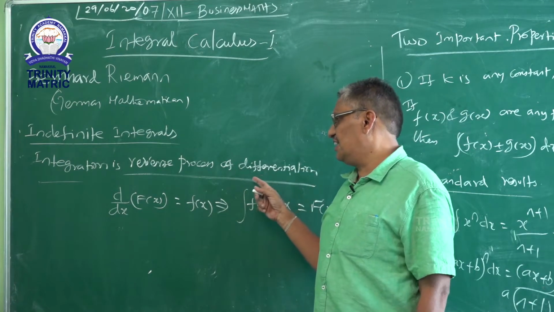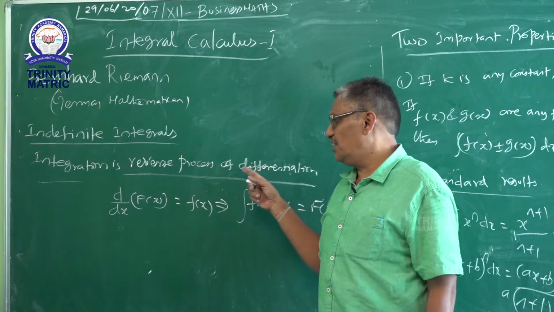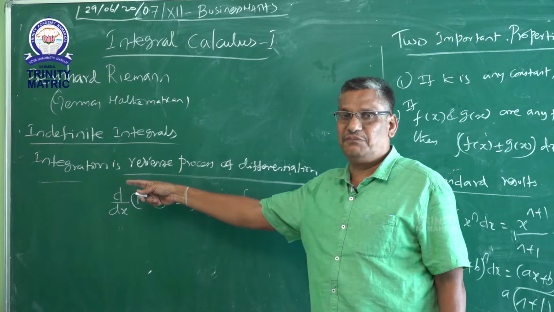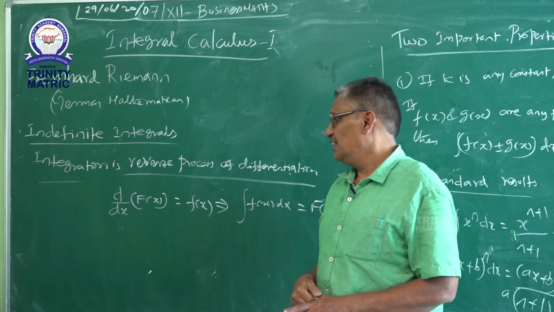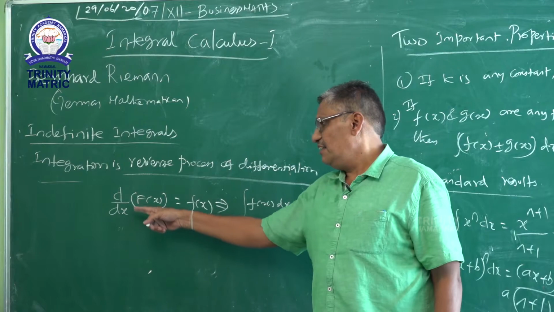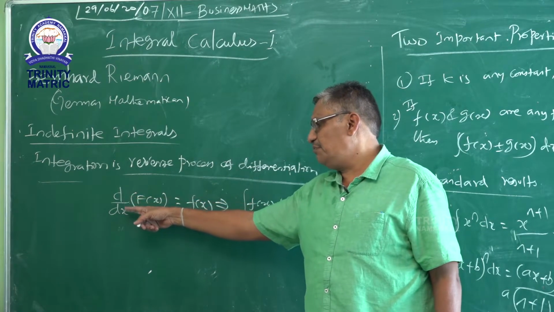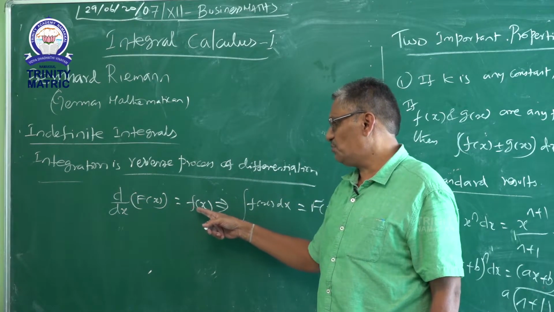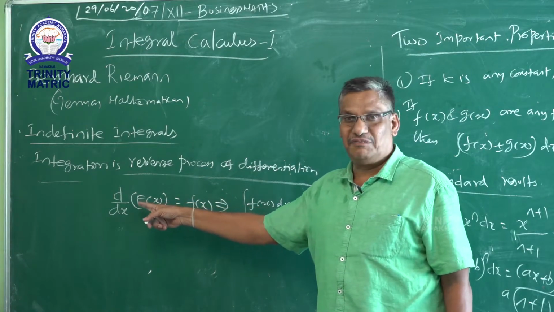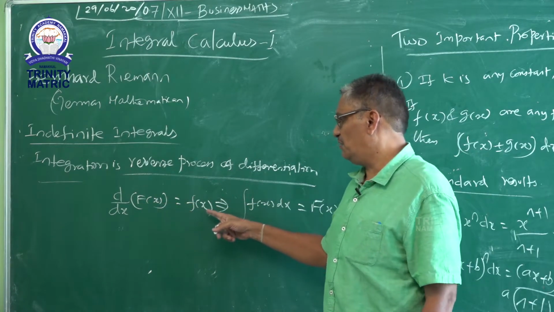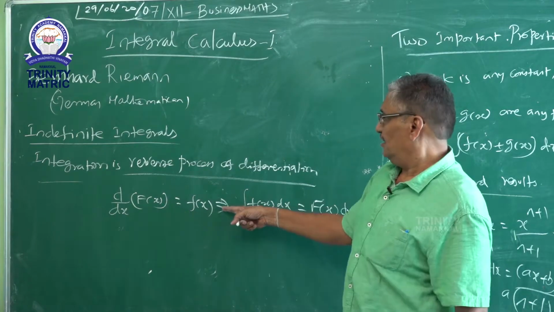You have already learned that. Differentiation you studied last year, and integration you have learned a little bit in your economics subject. What is differentiation? When the function capital F of x is differentiated, d by dx, we get small f of x. This is differentiation. Now the reverse process.